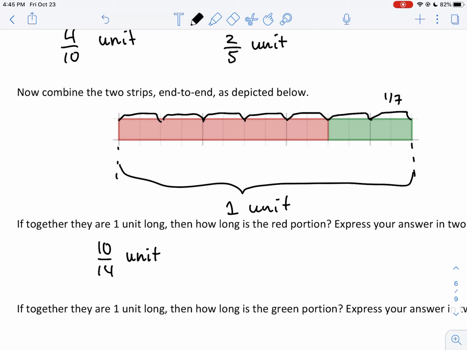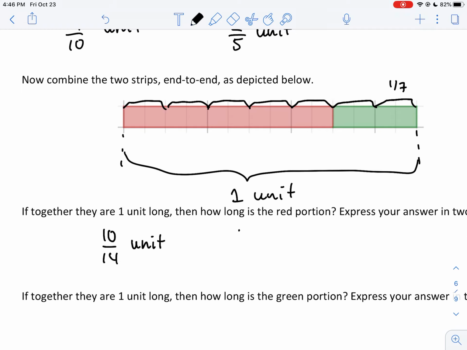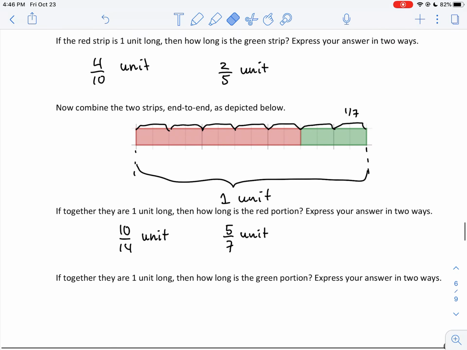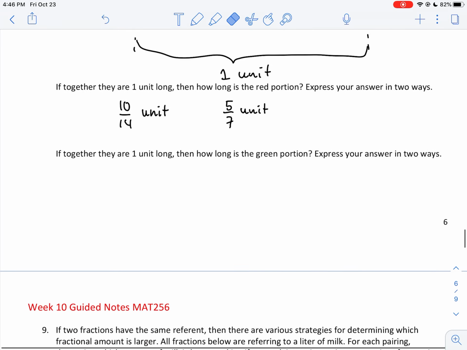So the red is how many of those? Right? Well, there's 1, 2, 3, 4, 5 of those 7ths. So the red could also be written as 5/7 of a unit, if the red and green together make 1 unit. Notice that, once you had 10 14ths as an answer, you could have just divided the top and bottom by 2 and said 5/7 is an acceptable answer as well, because they're equivalent fractions when referring to the same unit.